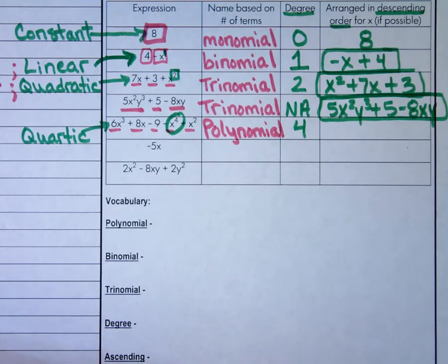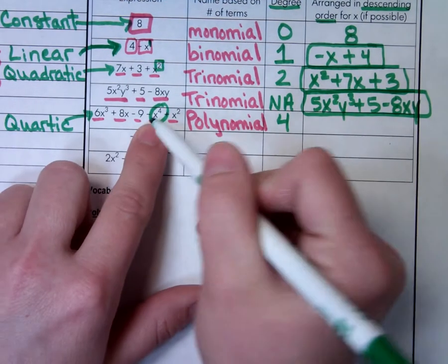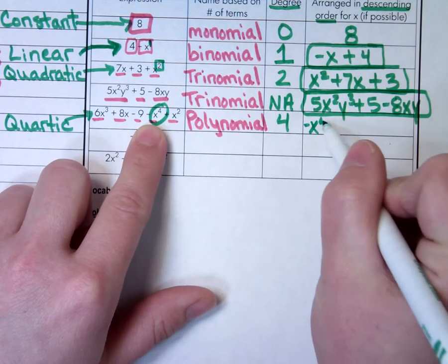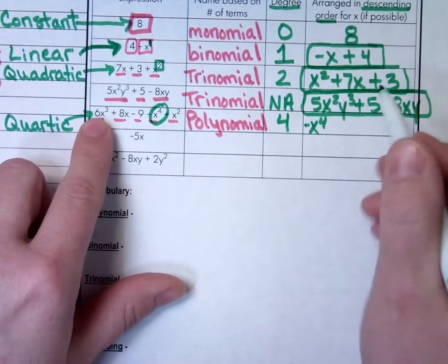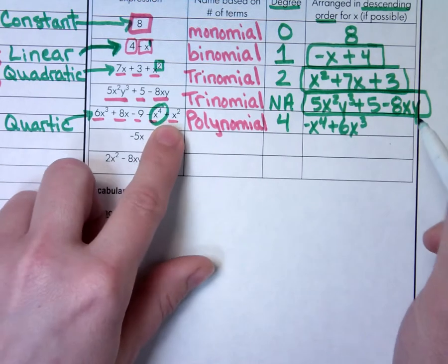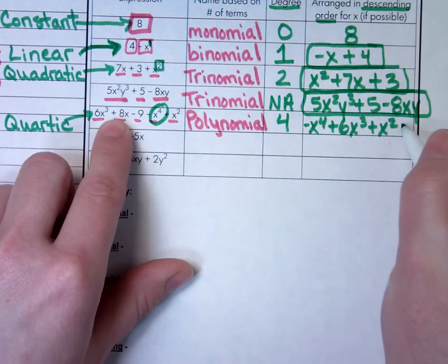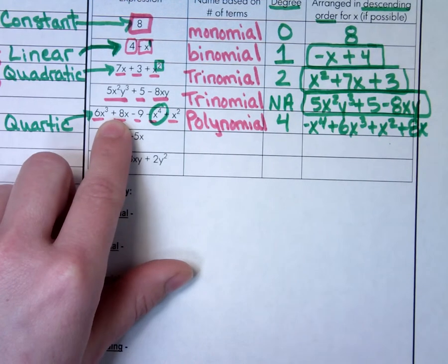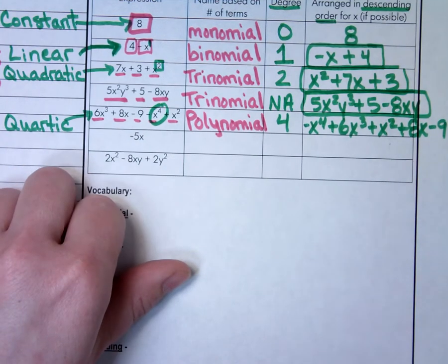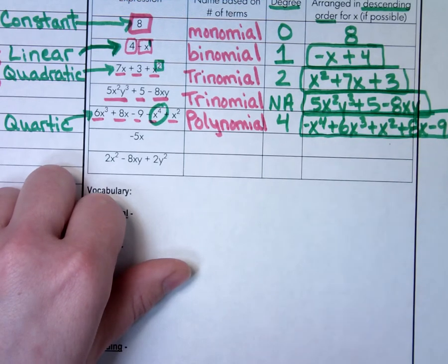Okay, this one I can put in descending order. So I start with my highest exponent. My highest exponent is this negative x to the 4th. So don't forget about the minus in front of it. So negative x to the 4th. Then the next highest exponent is the x cubed, and that is a positive 6x cubed. And then the plus x squared would be the next highest. Then the plus 8x would be the next highest. All the way down to the negative 9, which is the constant. And there it is in descending order, starting with the highest exponent to lowest.